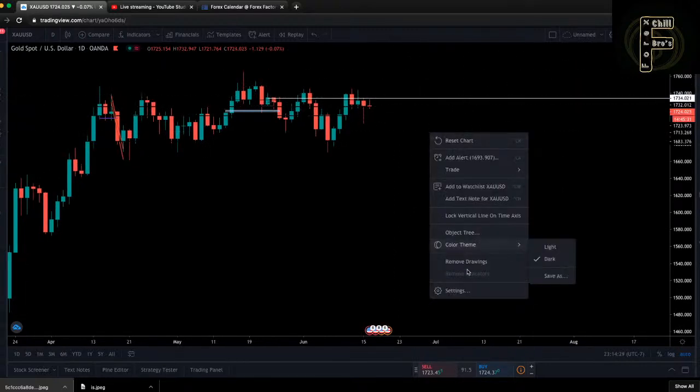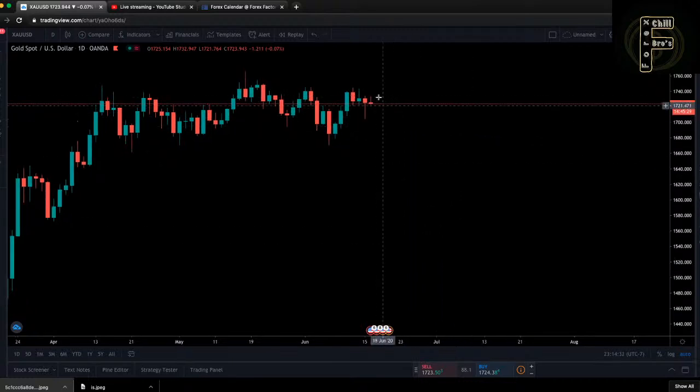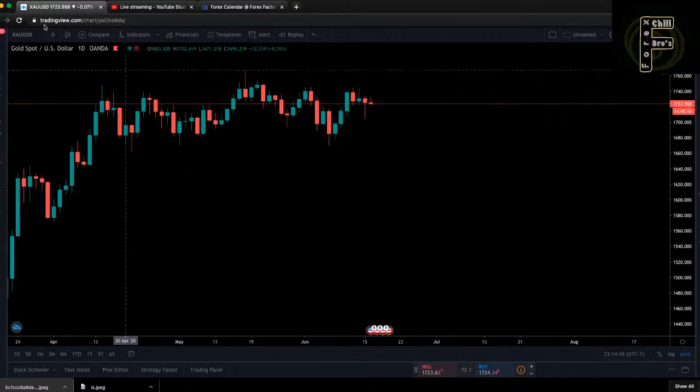Give me a second. Let me remove all this drawing. So price is resisting this place. Price came up there, it's resisting this place. Then we are heading down. If you see, we're actually trying to push down. A resistance formed over here. So I'm having a sell bias in my head.